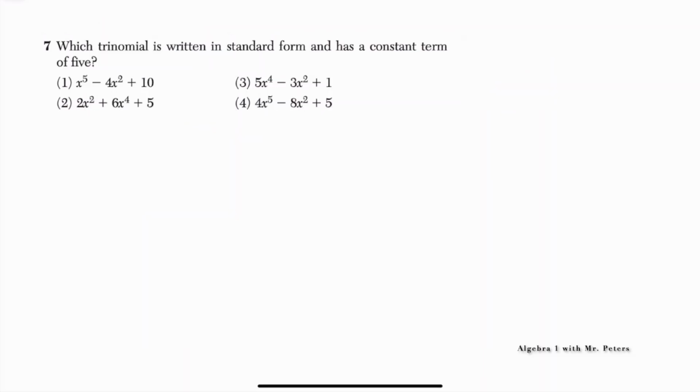Problem number 7 states, which trinomial is written in standard form and has a constant term of 5? So if we just start off with the constant term of 5, right? Here are the constants for all these problems. Based off that one detail, answer choice 1 and 3 are gone. Now with standard form, that means that the exponents are in order from greatest to least. When we look at our last two answer choices, only answer choice 4 has the exponents from greatest to least. So just remember the difference in standard form, degree of a polynomial, and identifying the constant, and it will definitely make these type of problems very simple and easy to answer.